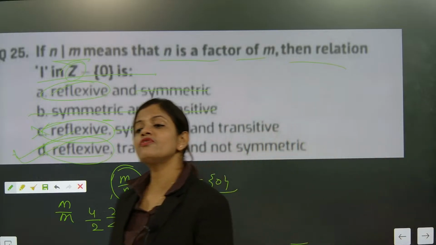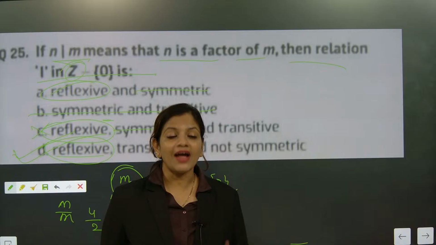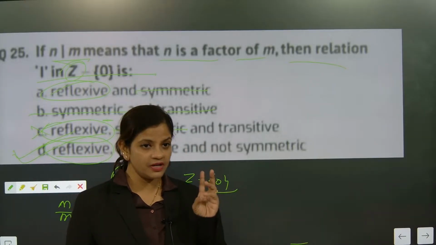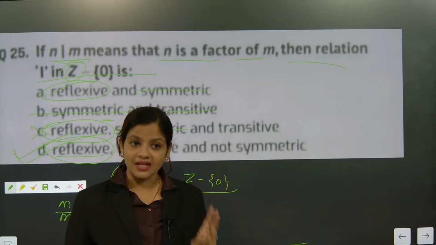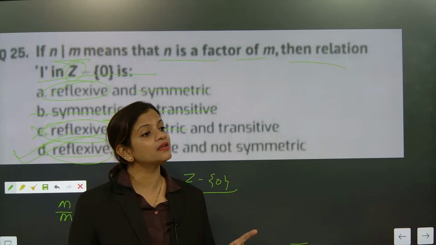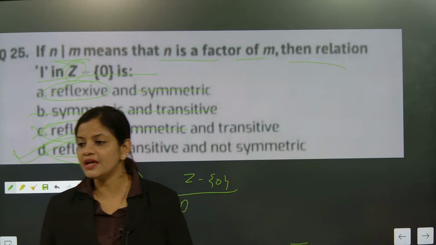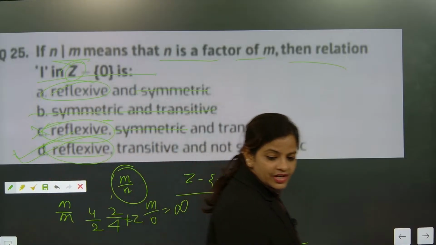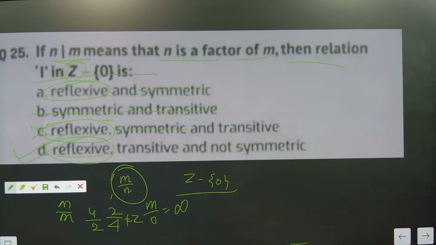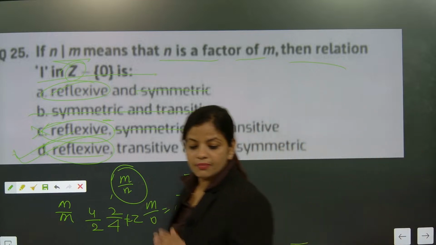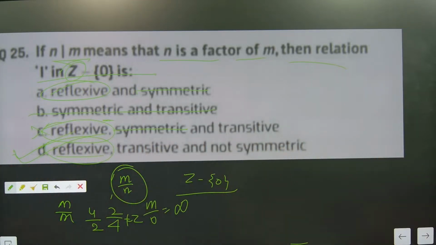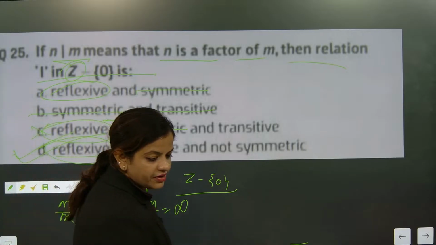Super. So whenever factor questions are coming, it will be reflexive, it will be transitive, but it will not be symmetric. Note down every single point. Factor questions are always reflexive and transitive, but never symmetric.